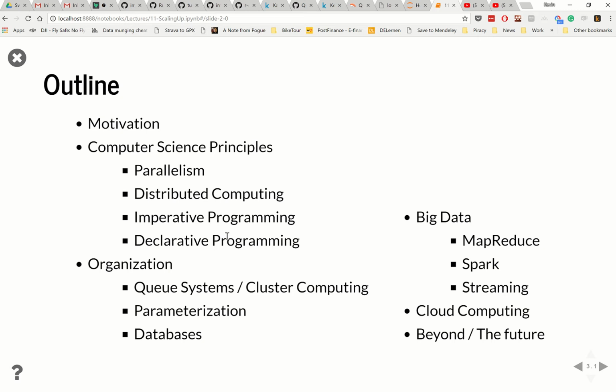And then organization, queue systems, cluster computing, parameterization, and databases. We'll then move to big data. So sort of what does MapReduce look like? What does Spark look like? Streaming, cloud computing, and then so how do you scale beyond these approaches?